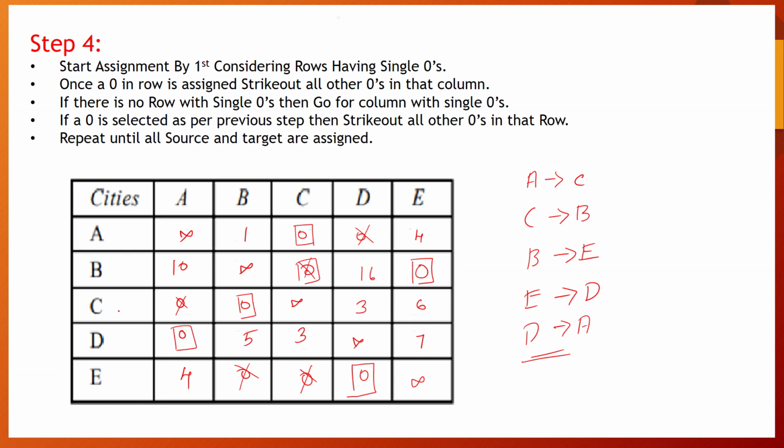Now we need to check in C. For C, the minimum paths are A or B. Again, if he goes to A, it is a closed path, so we will ignore this A and he will go to B. Now we need to check the B row. Here in B, the zeros are at C and E. He cannot go to C because he already covered C, so he will go to E. Now come to the E row. Here B, C and D are zeros. Since B and C are already covered, he will go to D, and from D he will go to E.